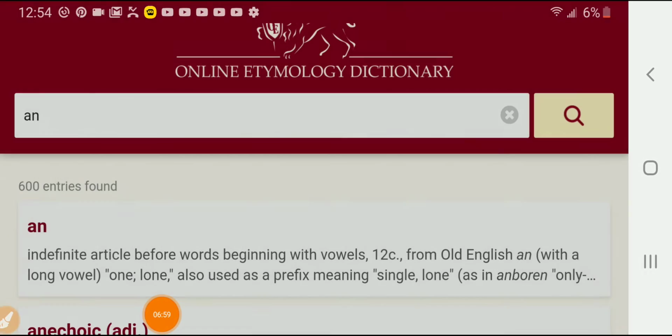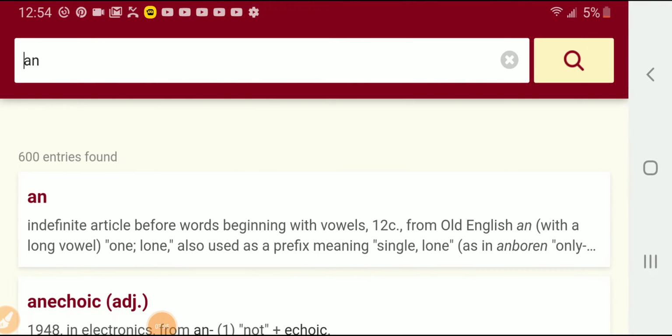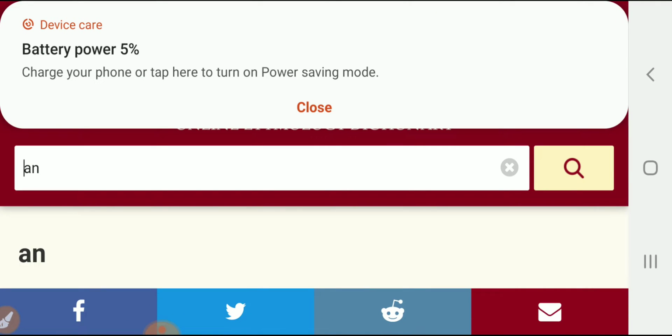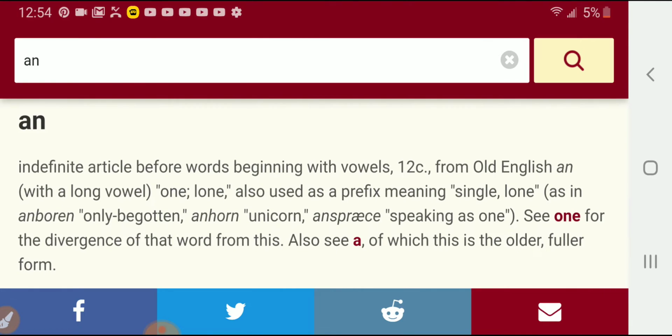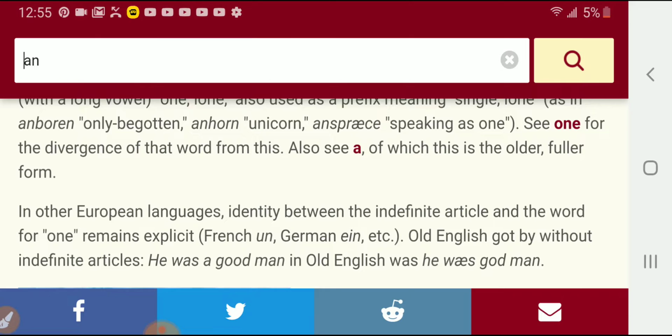Bingo. And we go over to etymology.com. You type in "an." "An" means indefinite article before words beginning with vowels, with a long vowel. One, lone. Also used as a prefix meaning single, lone, as in anboren, only begotten, anhorn, unicorn, and sprace, speaking as one. Okay?